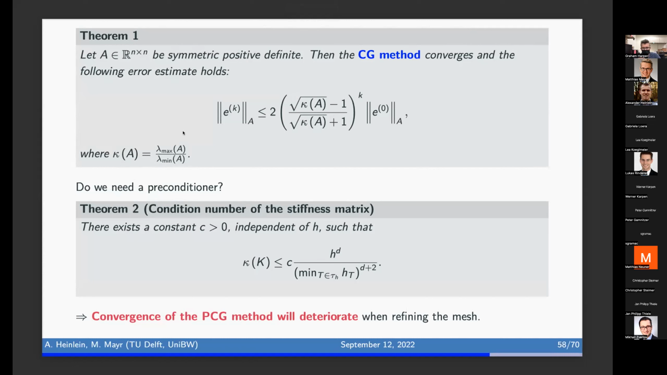This error estimate relates the error at step k to the error from your initial guess. So we're going to use E superscript k to represent your error after k iterations of the method, and E superscript 0 to represent the error of your initial guess. When you look at this error estimate here, you're going to see this kappa term, and this kappa term is the ratio of your eigenvalues.